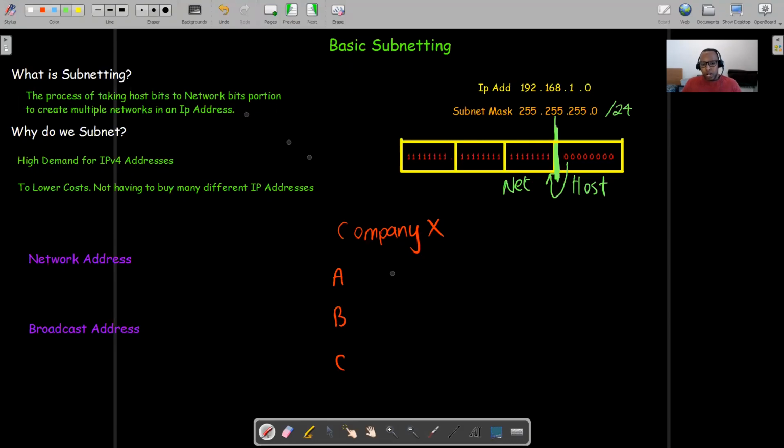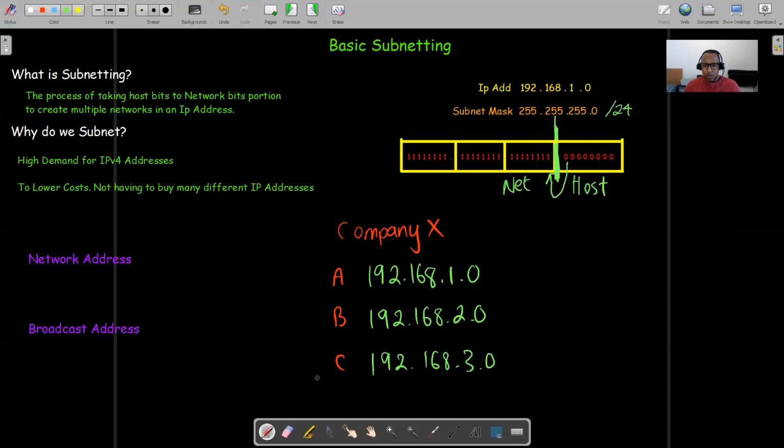Typically, when there wasn't a shortage and a high demand of IPv4 addresses, the company would just buy 3 different IP addresses, one for each department. So the first department would get 192.168.1.0, that's bought separately, and then buying another IP address, 192.168.2.0, and lastly 192.168.3.0. So the company would have to buy 3 different IP addresses. This sort of method wouldn't be very feasible, since that can be very expensive due to the high demand and the shortage in IPv4 addresses.